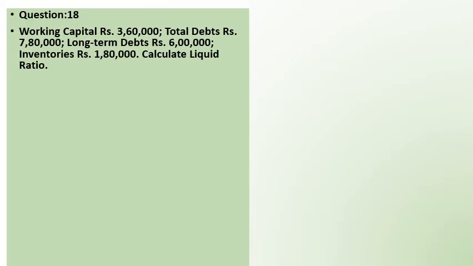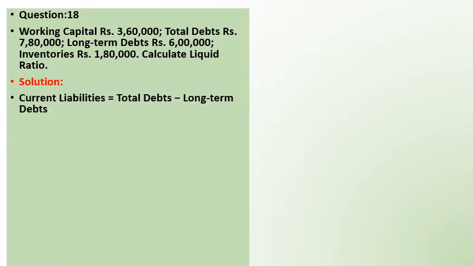We will calculate the liquid ratio, that is acid test ratio or quick ratio. So the question gives working capital 3,60,000, total debt 7,80,000, long term debt 6 lakhs, inventory 1,80,000. So we'll calculate the liquid ratio. Over here current liability is equal to total debt minus long term debt, and if you solve this you will get current liability 1,80,000.